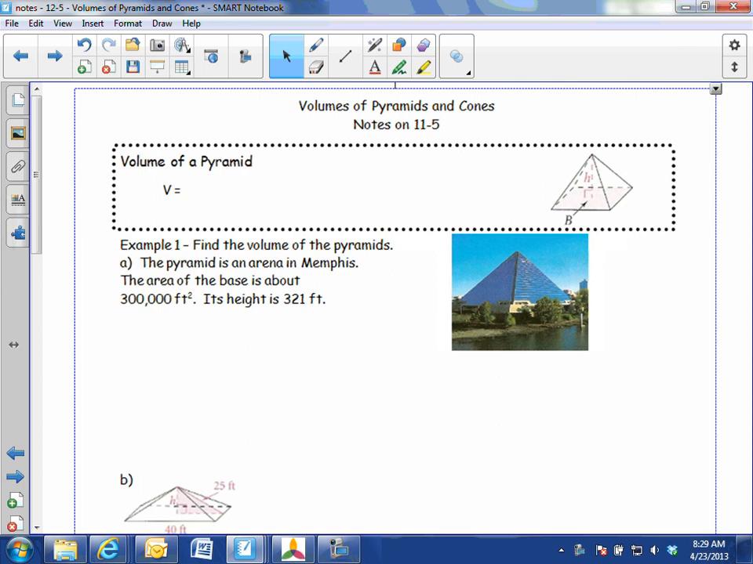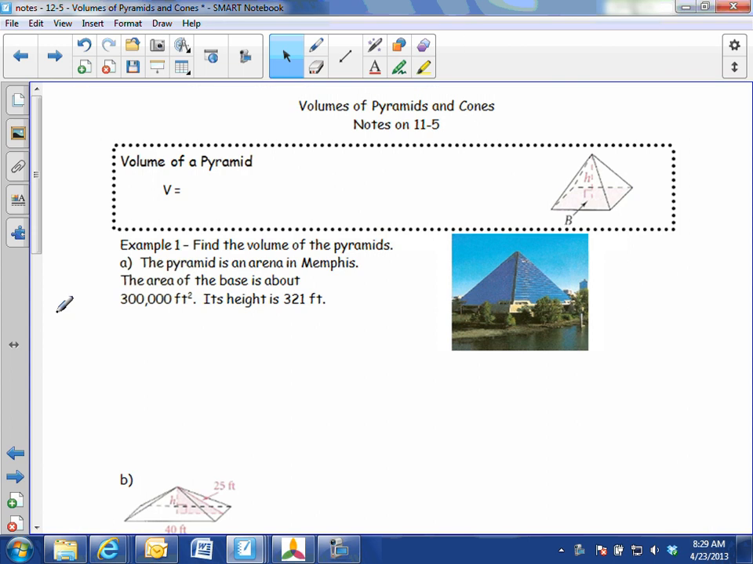How much does it take to fill up either a pyramid or a cone? A third. To go from a prism to a pyramid is going to take a third, right? Okay, so if I was going to find the volume of a prism, what do we do?